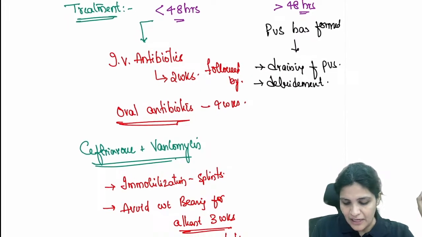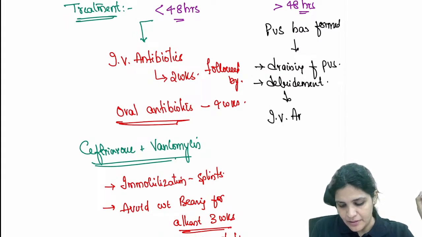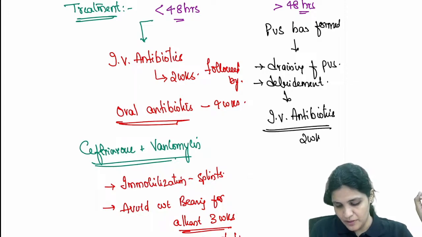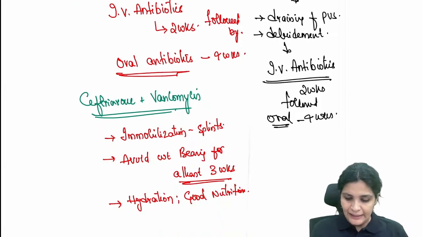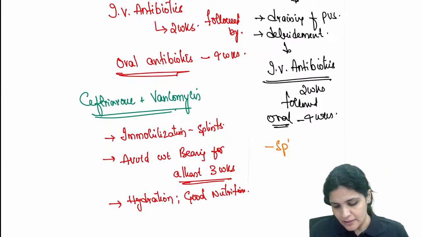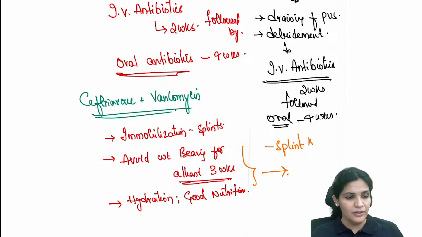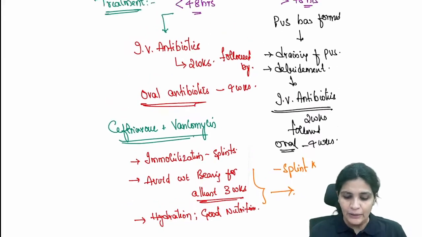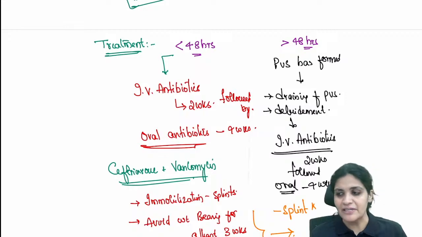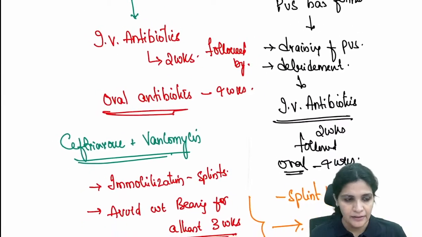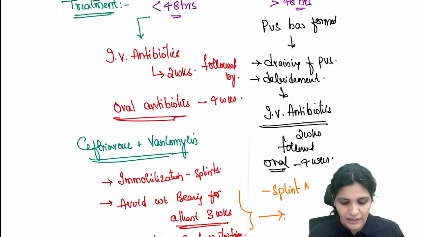right? And then you start with your IV antibiotics, same, 6 weeks followed by oral for 4 weeks, right? And here also you have to follow all these things. So they have to have weight bearing restrictions, good hydration and good nutrition. So this is how we deal with acute osteomyelitis in case of less than 48 hours and more than 48 hours, right? So that is about the acute case.